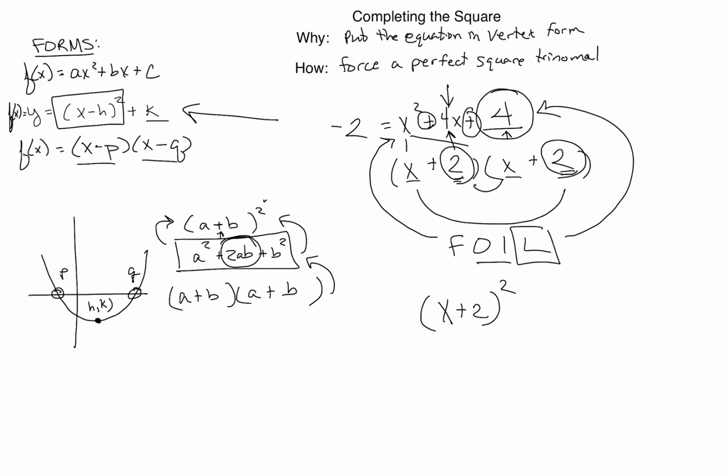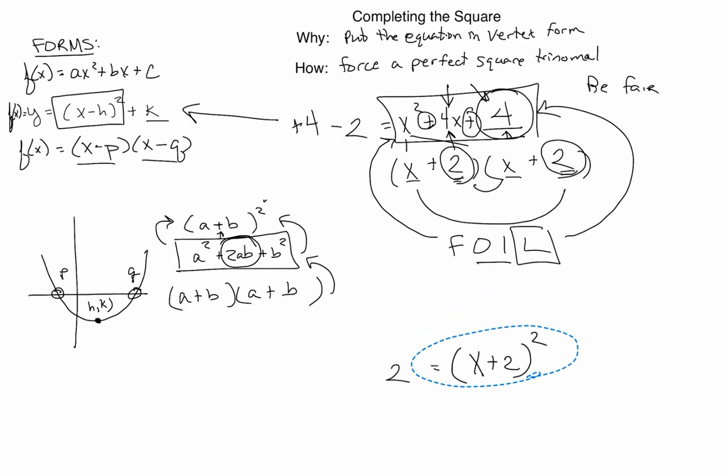Now, the trick is that with math, we always have to be fair to both sides. So if we added 4 to the right side, we also have to add 4 to the left side. And so what we get is a 2 over on the left side. And then we already know what this guy turns into. We have written it right here at the bottom. So 2 is equal to x plus 2 squared.